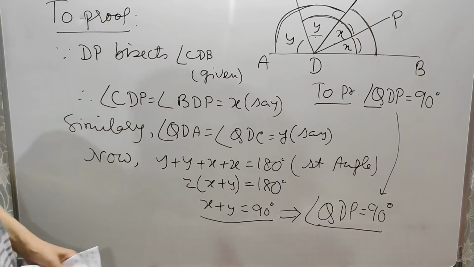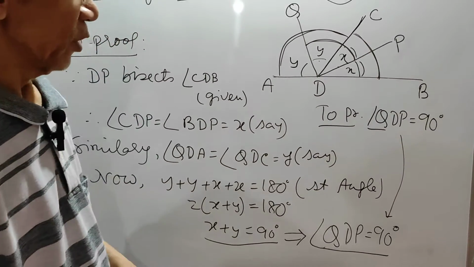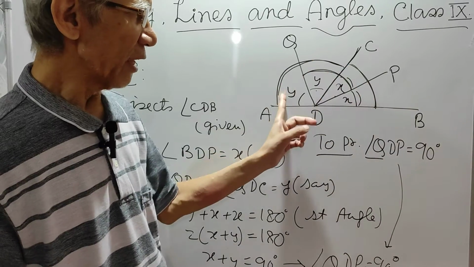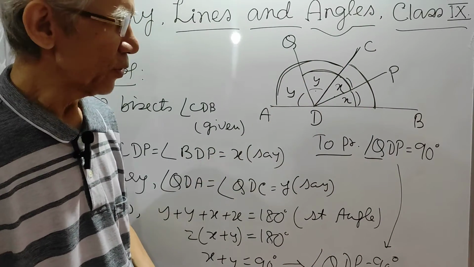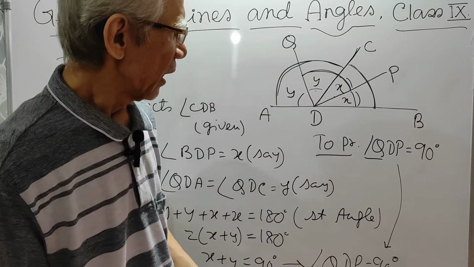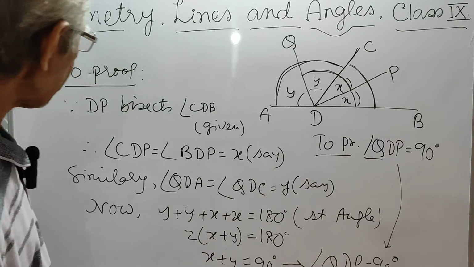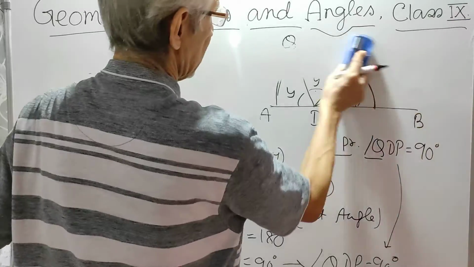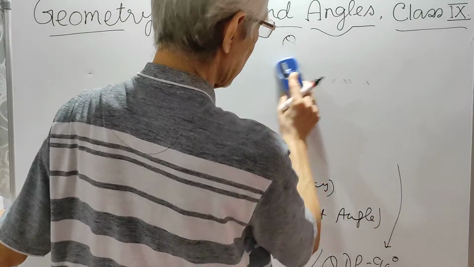So you see, this is how we have to do. So here we have used the knowledge of what? Straight angle. Straight angle or linear pair you can use. Okay, now let us see the next one.